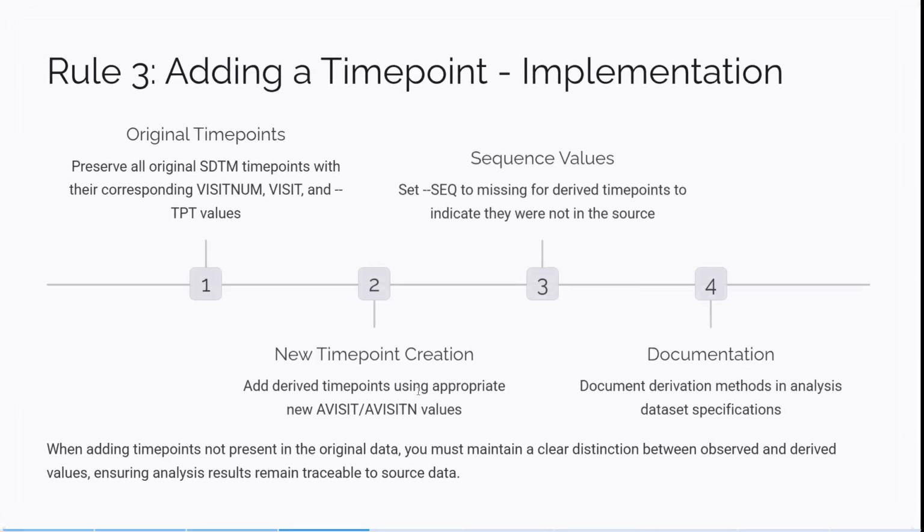And adding a time point implementation. The original time point: preserve all original SDTM time points with their corresponding numeric format of the visit and the TPT values. New time point creation: add derived time points using appropriate new visit and values. Then sequence values: set the sequence to missing for derived time points to indicate they were not in the source. Then we have the documentation: document the derivation method in the analysis dataset specifications.